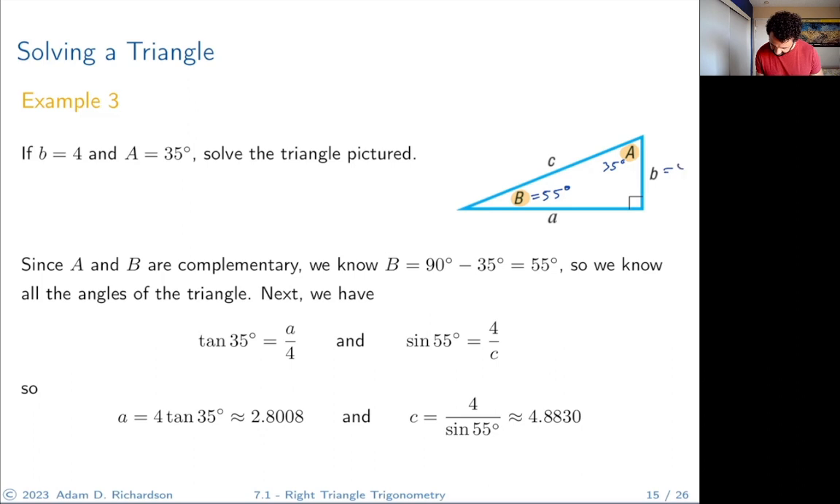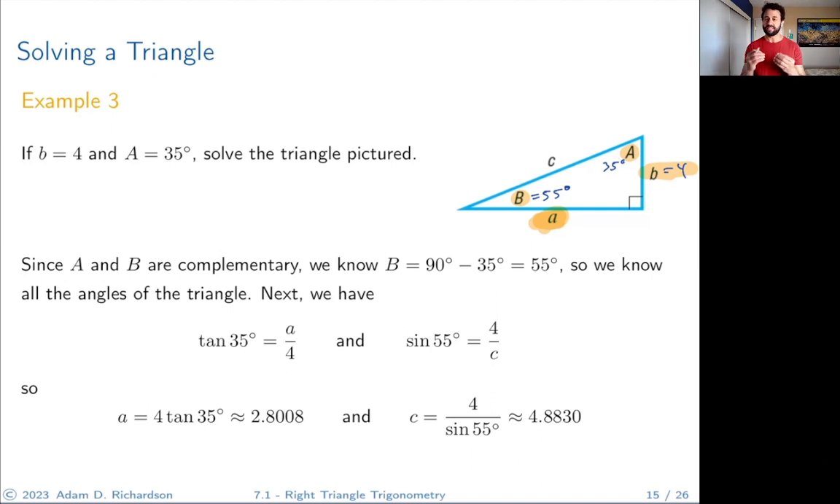Now, we also know that this length B is 4, so now we need to find A and C. And how we do this is essentially we want to find something that relates a side that we know with the side that we don't know. That's basically the idea, and we're going to see more of this in the next examples. So for example, if we wanted to solve for the side A, what we want to use is a trig function that relates the side we know, length 4, and the side that we're looking for, length A.